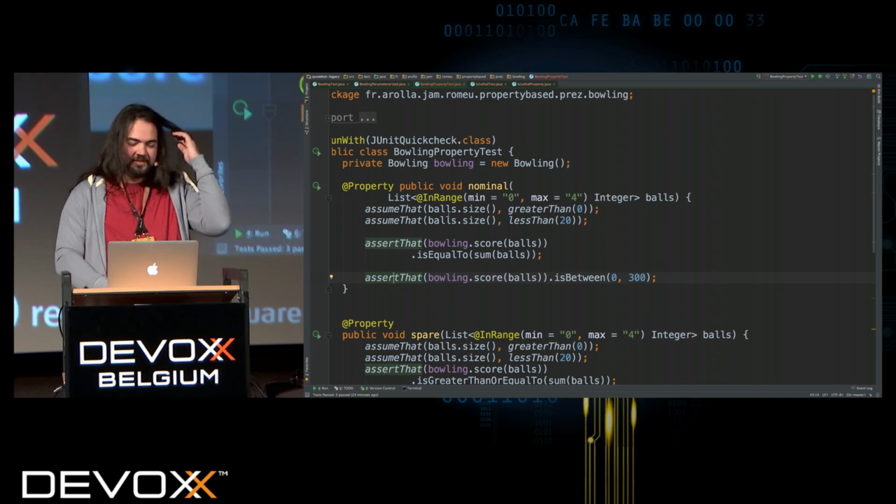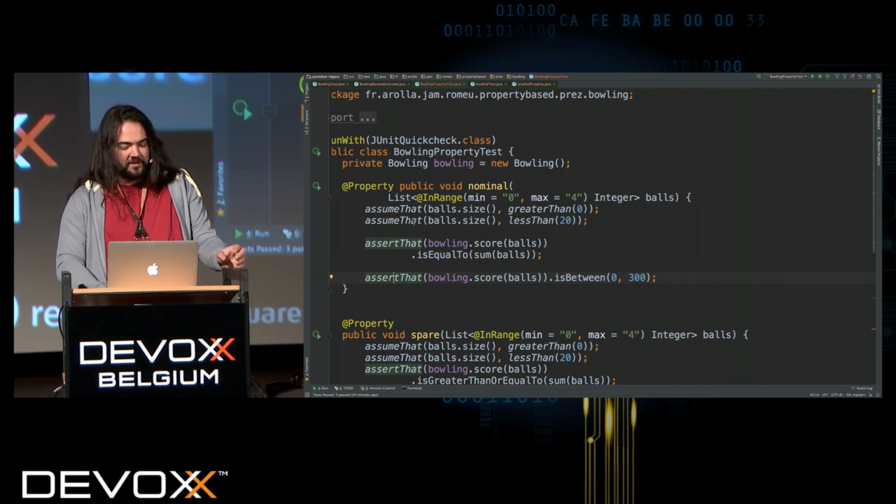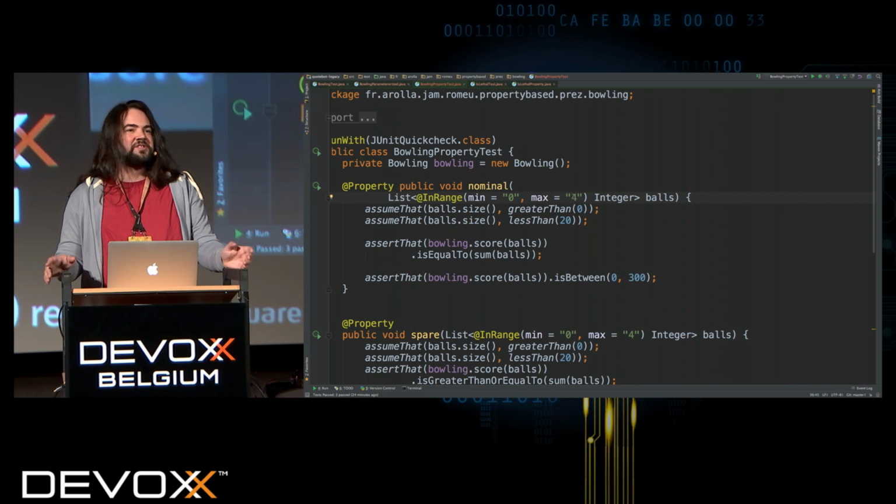So here what I'm saying is, if you give me only integers between 0 and 4, now I'm cheating, because I'm not testing every possible nominal case. I'm just guaranteeing that if you all are between 0 and 4, I never have a sparrow strike, right? This is not good. It's just better than before. And that's what I'm trying to push you to do, just to do better than before.